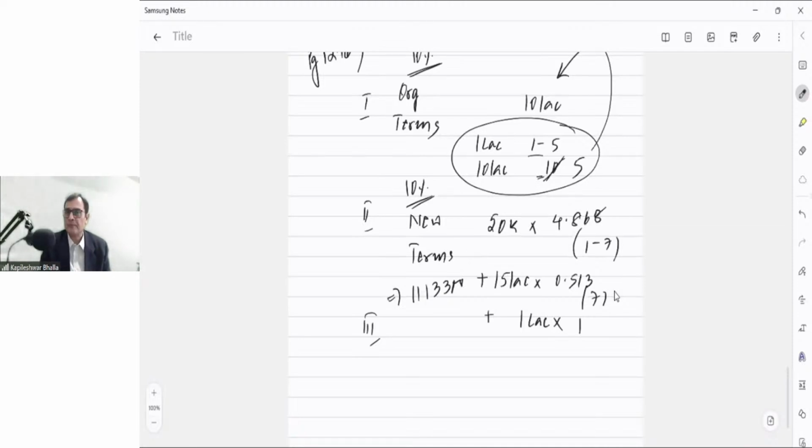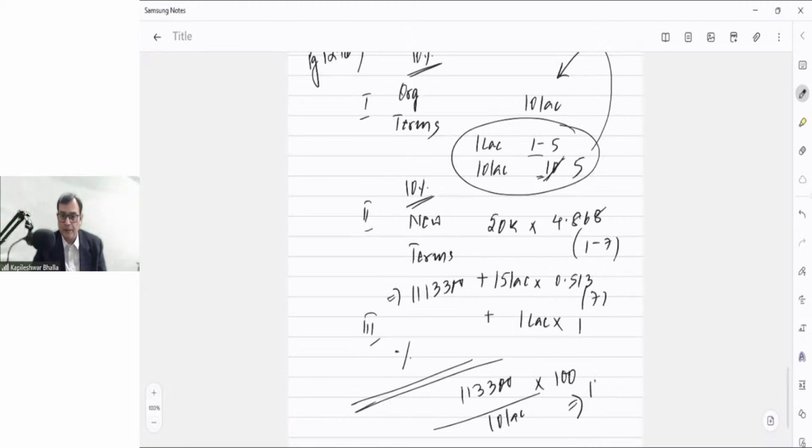So 11,13,300 is the total. Now, if you look at the variation in terms of percentage, in step number 1, we got a figure of 10 lakh. In step number 2, we got a figure of 11,13,300. So the variation is 1,13,300 over the base of 10 lakhs, which is step number 1. And the percentage of variation is coming to 11.33%.